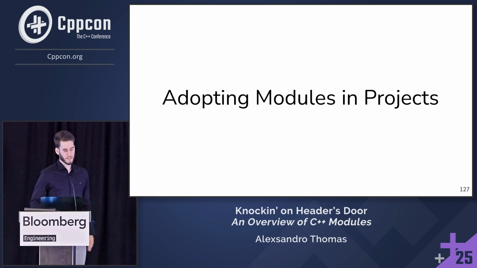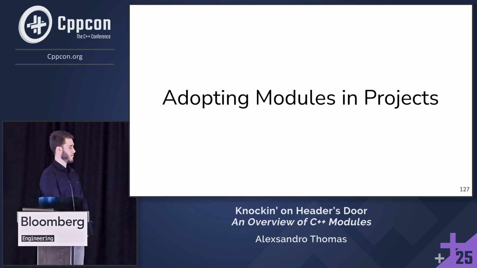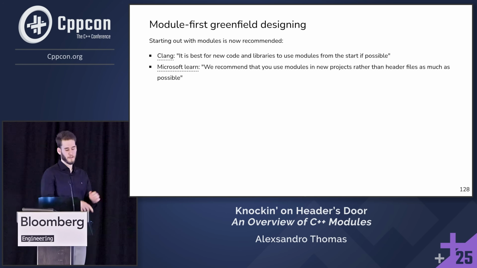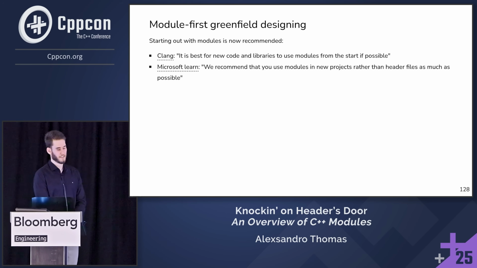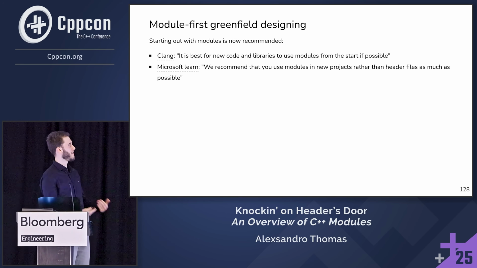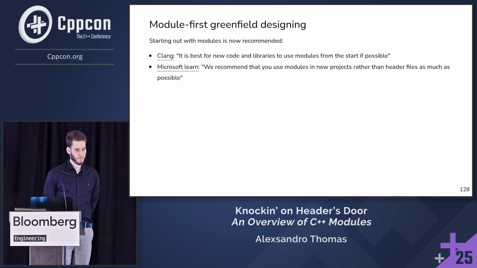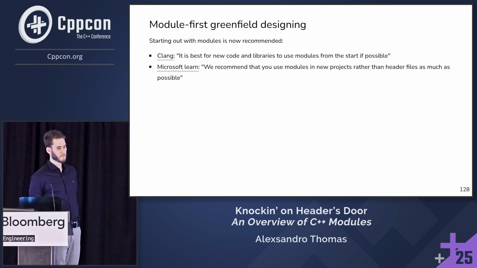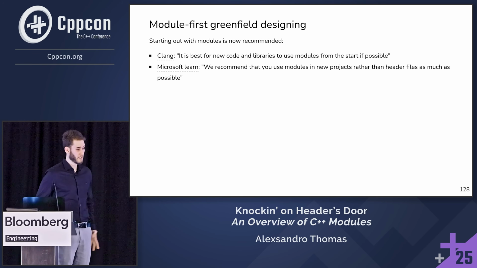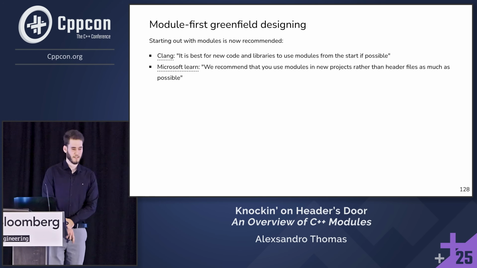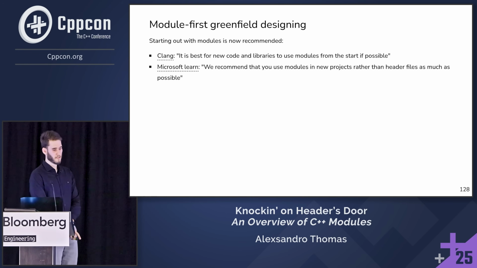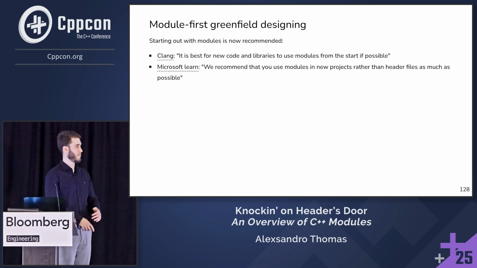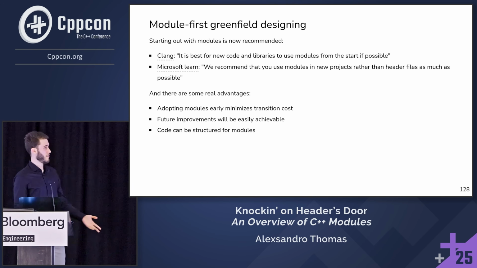Adopting modules in projects is the next important topic that I would like to cover because, of course, if you can do it from the beginning, that's the easiest way. So if you have a new project, you have recommendations from big projects, for example, Clang saying it is best for new code and libraries to use modules from the start if it's possible. Or Microsoft Learn saying we recommend that you use modules in new projects rather than header files as much as possible. And there are some real advantages to that.